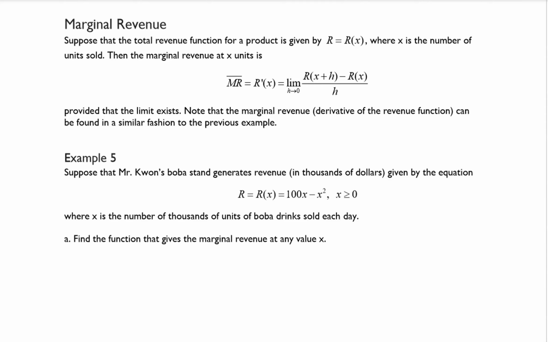Note that the marginal revenue, which is the derivative of the revenue function, can be found in a similar fashion to the previous example. Example 5 says, suppose that Mr. Kwan's boba stand generates revenue in thousands of dollars given by the equation r equals r of x, which equals 100x minus x squared, where x is greater than or equal to 0, where x is the number of thousands of units of boba drinks sold each day. Part A says, find the function that gives the marginal revenue at any value x.